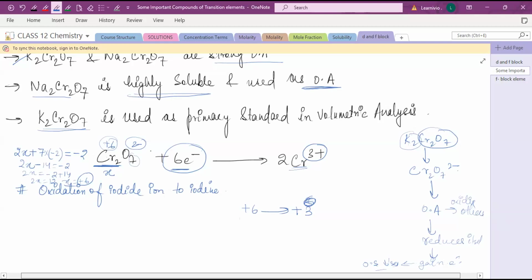Do you understand my point? Yes, ma'am. Is it clear? Rimda, Ali? Yes, ma'am. Okay, so that's how we calculate the oxidation state. Okay, next.